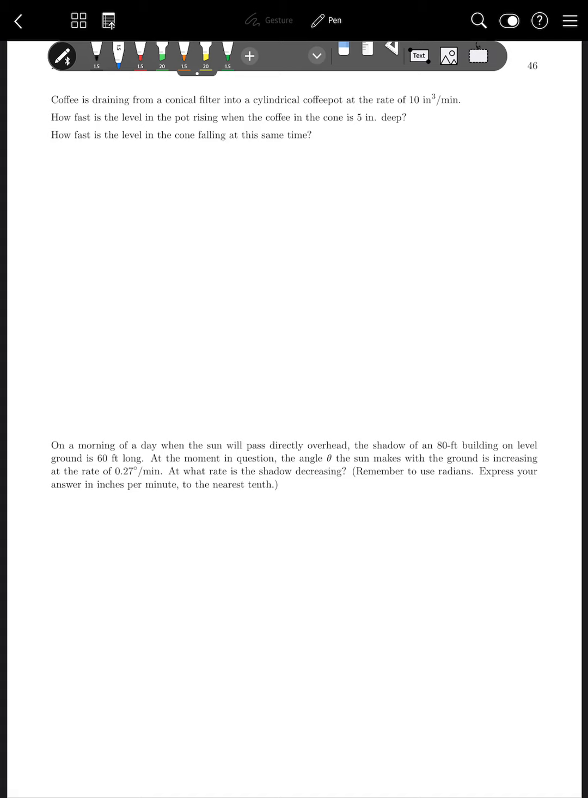So what we want to start out with here is similar to the last problem. Now that we've got the problem set up, we want to get some formulas going. If I want to talk about the level, and I'm talking about amount in a 3D object, that means I'm going to be using volumes. So the formulas that are important here are the volume of a cone, which we'll call V sub C.